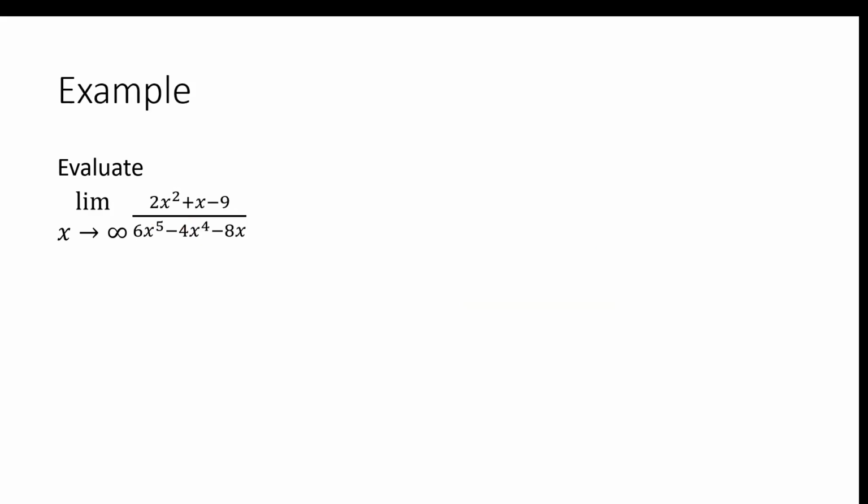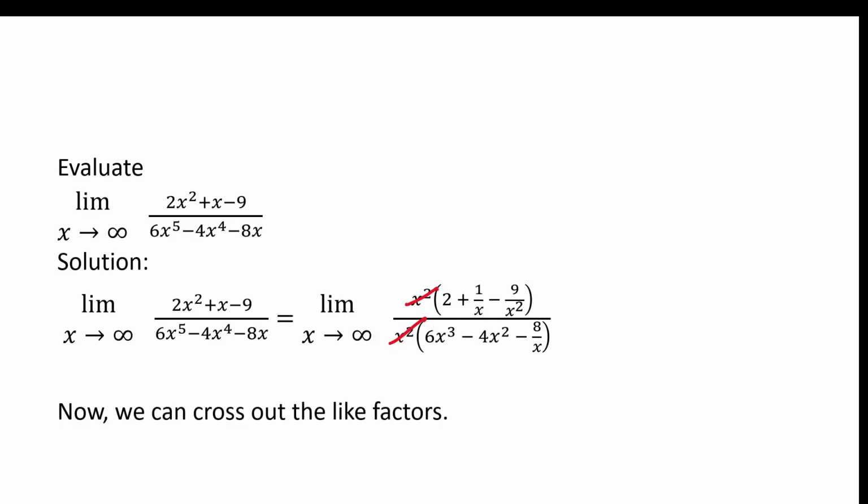All right, so what if we have the limit as x goes to infinity of the expression shown here? Well, we can factor x squared from top and bottom, cross it out, and now we'll have the three terms up top and the three terms down below.